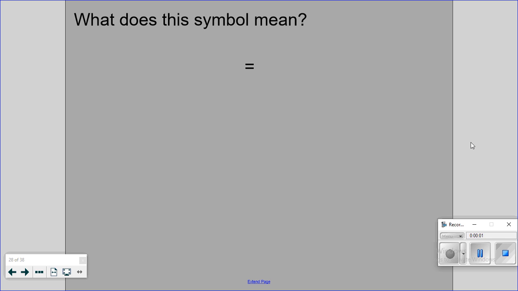This is your title. Here's your title. We're going to be talking about this symbol today.